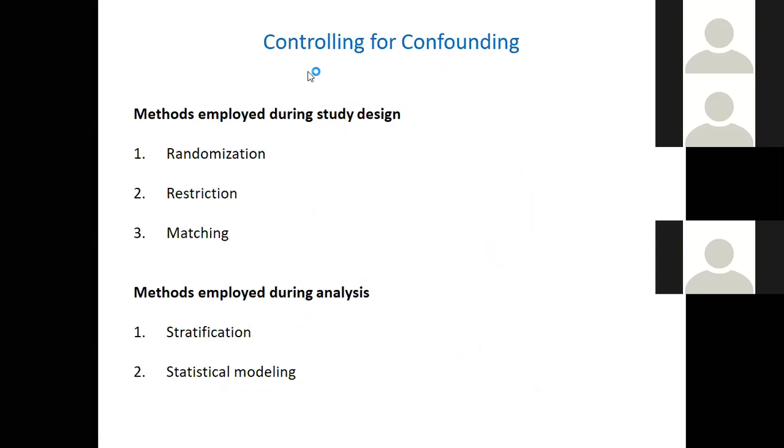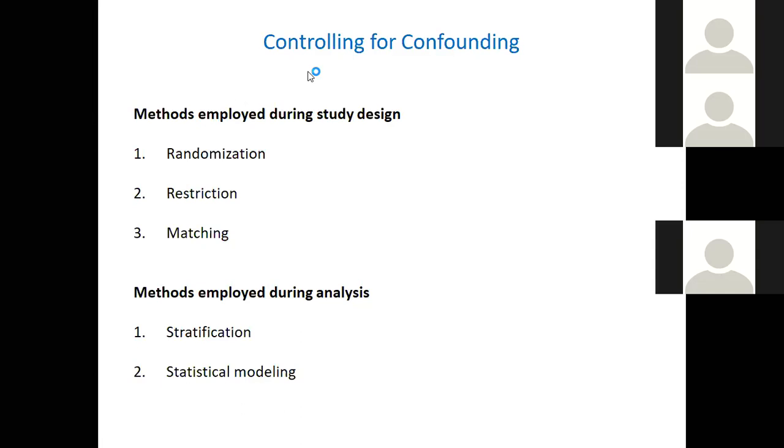This is just 5 ways to remove confounders. 3 are what you deploy at the design stage. The last 2 are what you do during analysis. So it's the last 2 that concern me most.